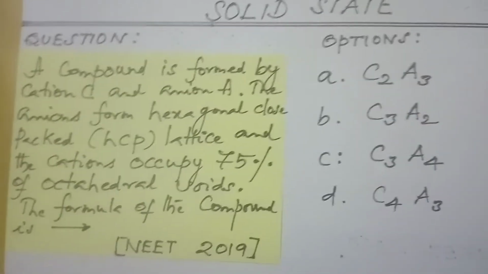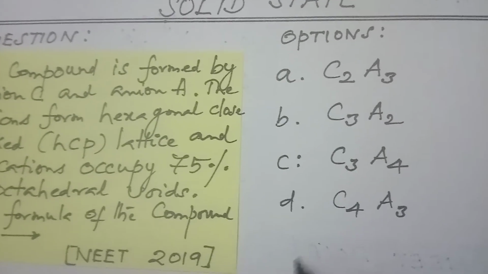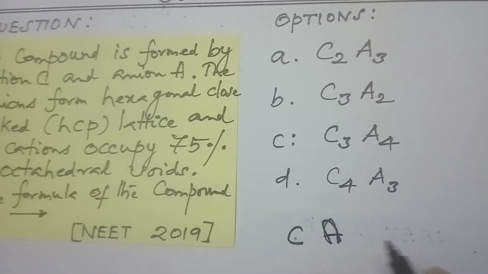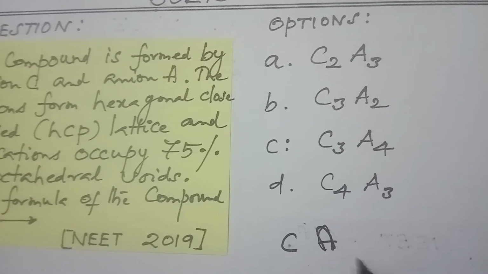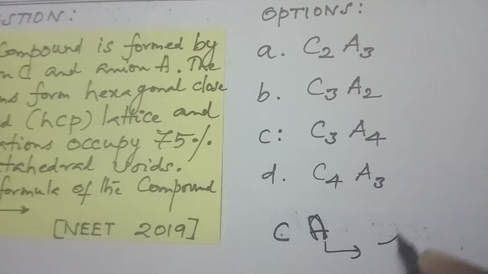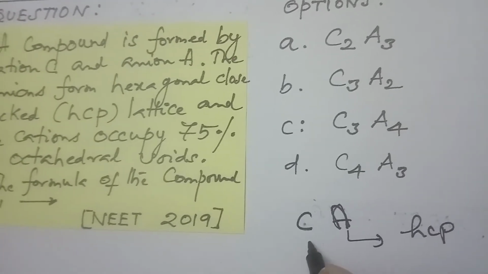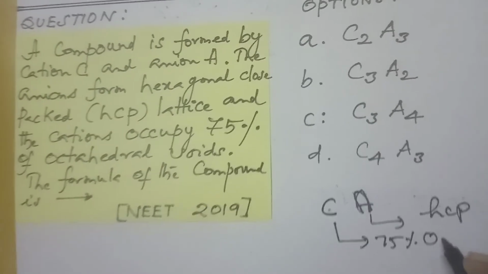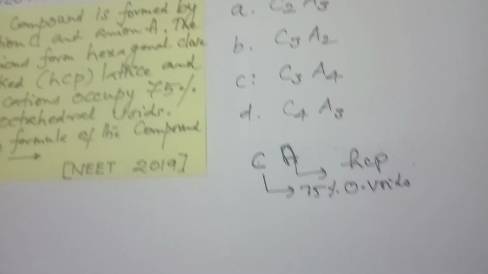So before answering it, I just had one glance at the options. The cation is represented as C and the anion as A. In parallel, I am taking the data also. What is given is cation and anion. For the anion, they are giving the HCP packing. And for the cation, it is given 75% of the octahedral voids. This is the information, and the formula is the question.